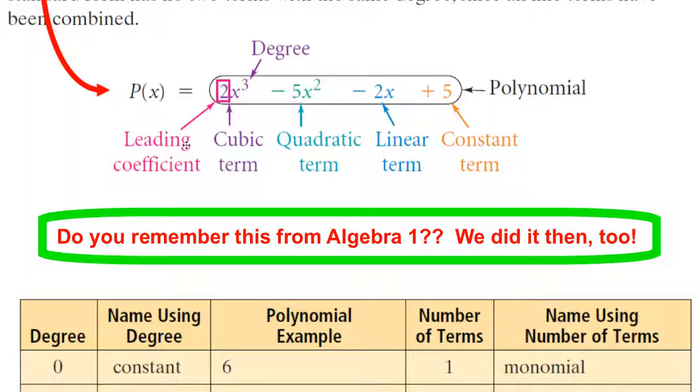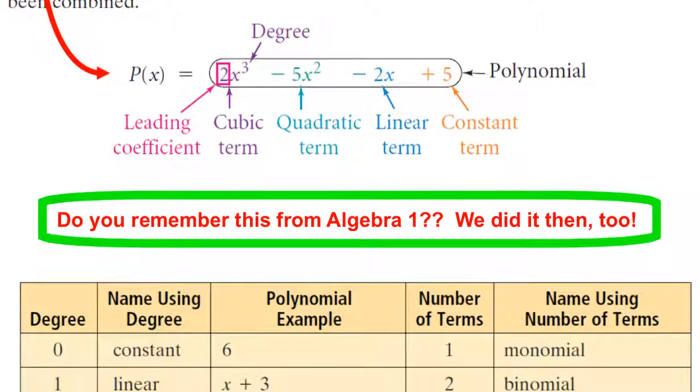So the leading coefficient is the number in front of the variable. This is 2x cubed, so it's degree 3. This is negative 5x squared, so it's degree 2. Negative 2x, so that's degree 1. And this is a constant, so it is a degree of 0. So we have them in descending order, degree 3, degree 2, degree 1, degree 0. This is the cubic term, this is the quadratic term, this is the linear, and this is the constant. Anything above cubic, we would just say degree 4, degree 5, and so on.